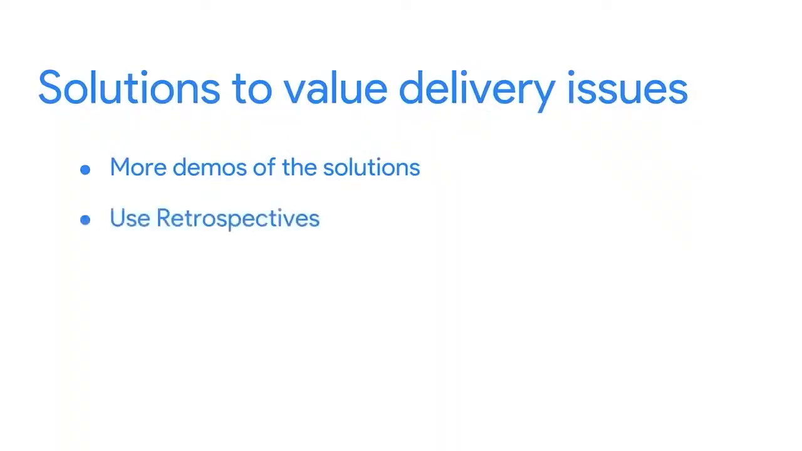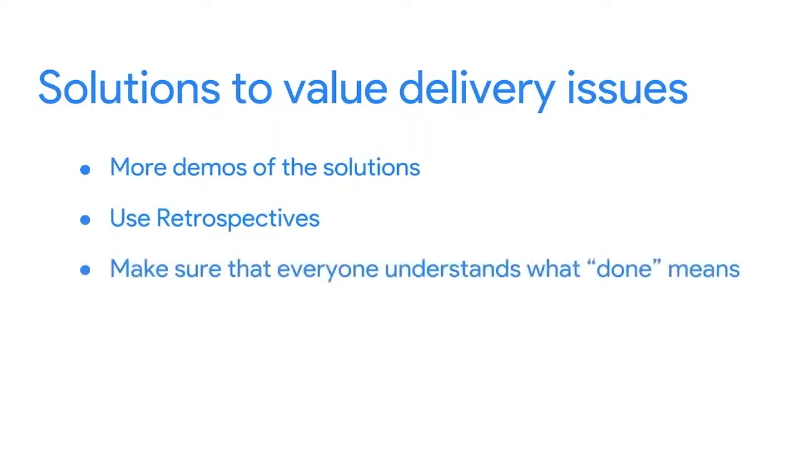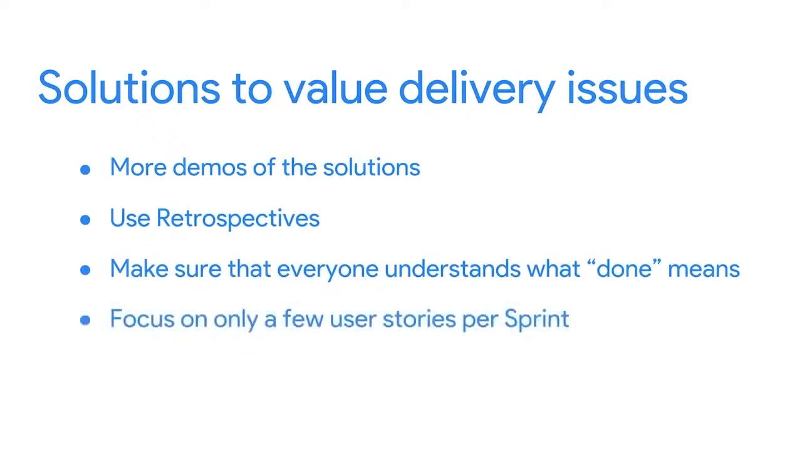You can also use retrospectives to ask the team if anything is slowing them down, like waiting on dependencies or communication challenges. It can also help to do a quick review with the team and make sure that everyone understands what done means. And finally, be sure to focus on only a few user stories per sprint. This ensures the team finishes an item together before moving on.